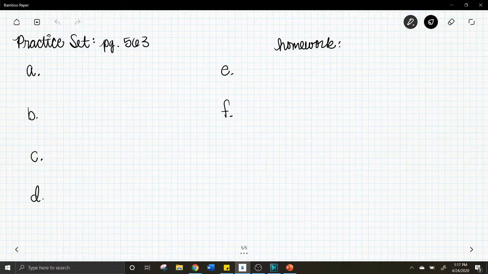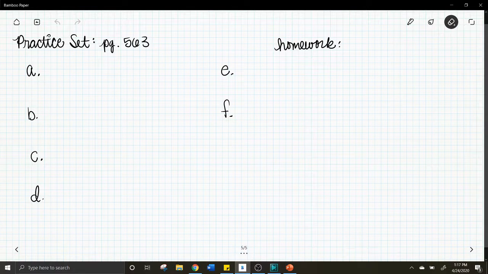All right, so take a few minutes on page 563 to look at the practice set. And I should have drawn out these triangles, but I'll do it as we go. So take a few moments to work on the practice set.